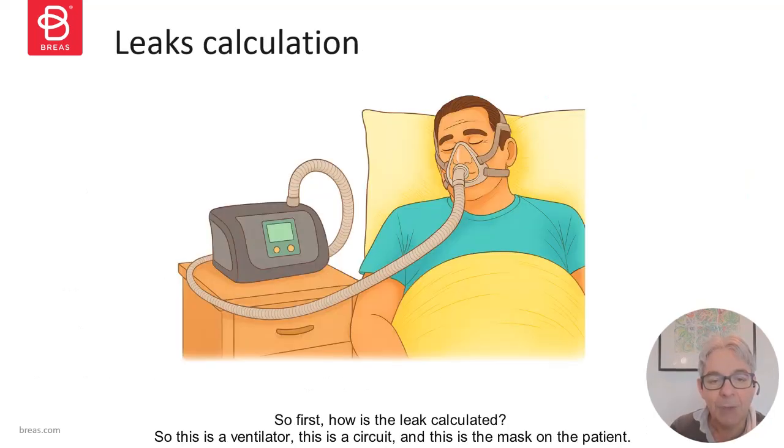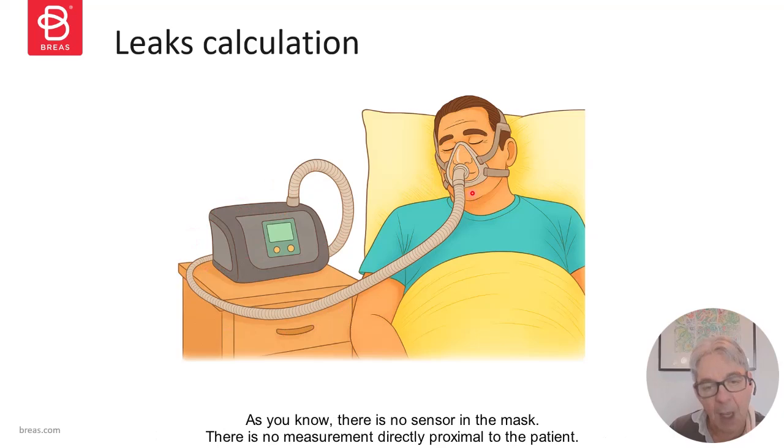So first, how is the leak calculated? This is the ventilator, this is the circuit, and this is the mask on the patient. As you know, there is no sensor in the mask. There is no measurement directly proximal to the patient.